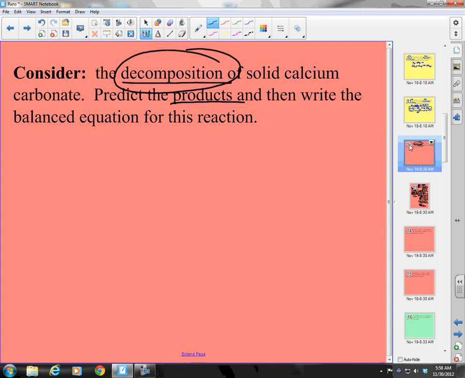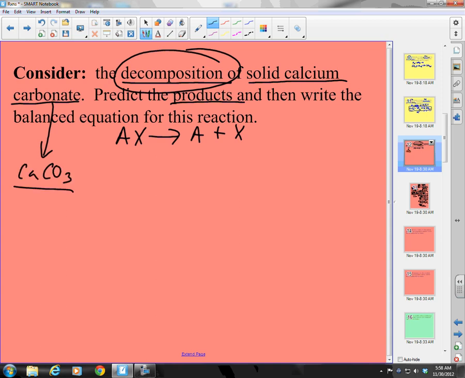Consider the decomposition of solid calcium carbonate. Okay, what do we have here? Solid calcium carbonate. It's a decomposition, so I know it's going to be one thing that breaks down into 2 things. How would I characterize calcium carbonate? Well, carbonate is CO3, CaCO3. That is a polyatomic ionic. And what happens to polyatomic ionics when they are heated? When they decompose, they are going to form a metal oxide plus a non-metal oxide.